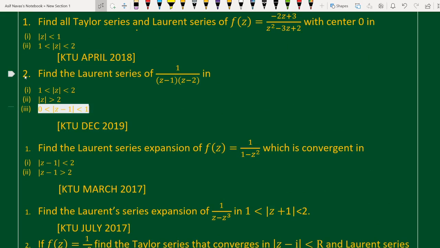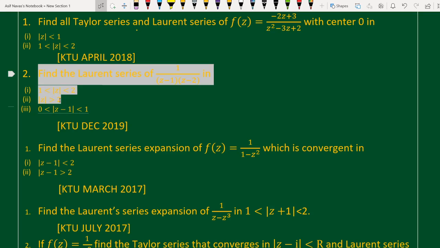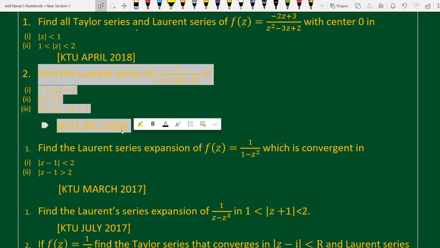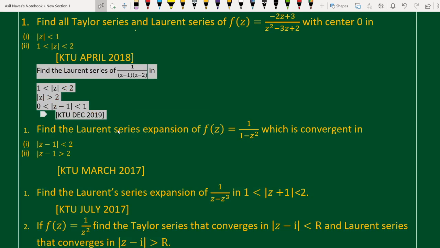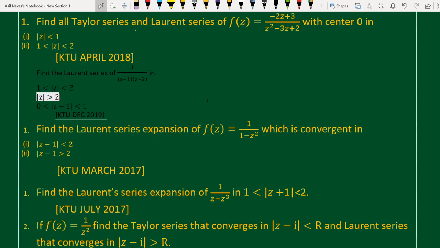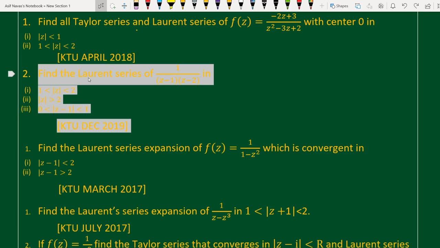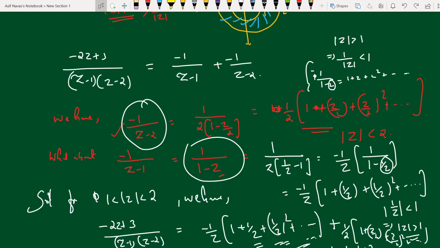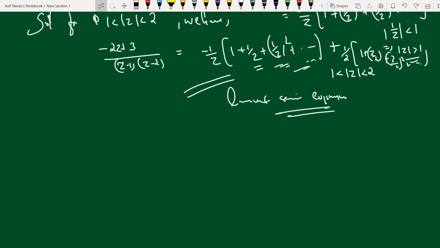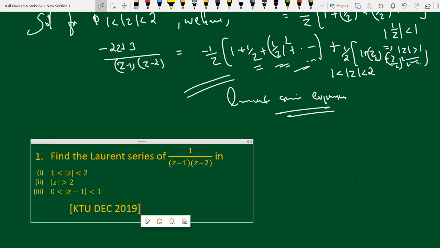Now we will do this second question. This is a KT 2019 question. Okay, so what is the question? Find the Laurent series expansion of 1 by z minus 1 into z minus 2.